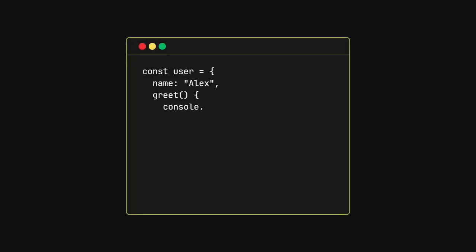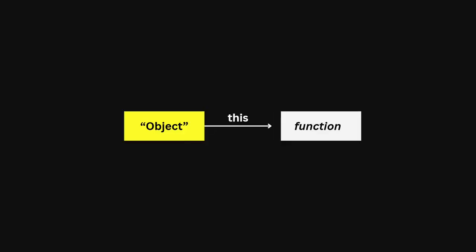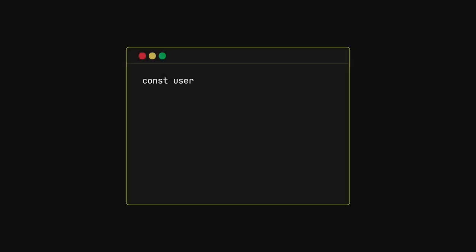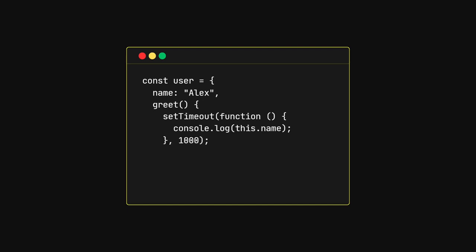Alright, this next one has a reputation. The this keyword in JavaScript. Everyone's confused by it at some point. The short version, this refers to whatever object is calling the function right now. So in this example, a user object with a greet method, this.name correctly refers to the user's name. Makes sense, but here's when it breaks. If you pull the function out of the object, now nothing is calling it, so this has no context. It's lost. This happens all the time with event listeners and callbacks.